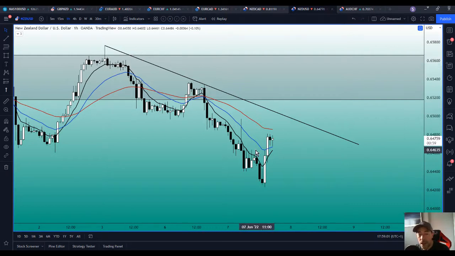If they don't, and maybe we break out of this zone, then I'll have to change my bias or re-look at the currency pair to try and establish what's actually going on. So keep an eye on Kiwi dollar. It's in a lovely zone at the moment, and we could see a reversal there. So keep a lookout for that.